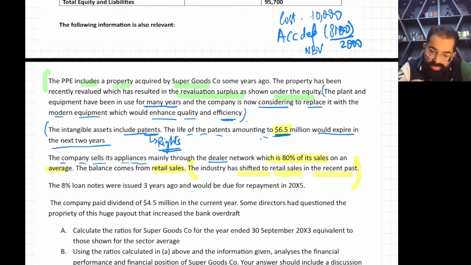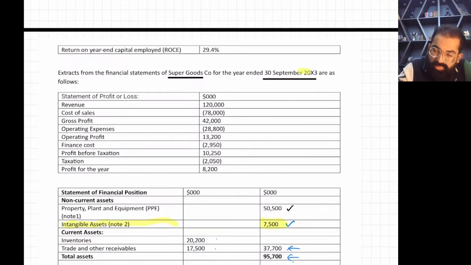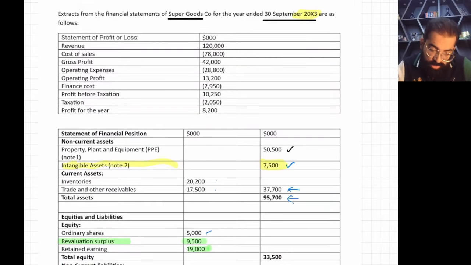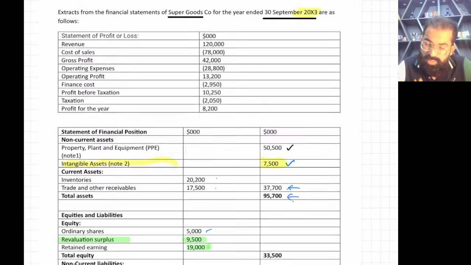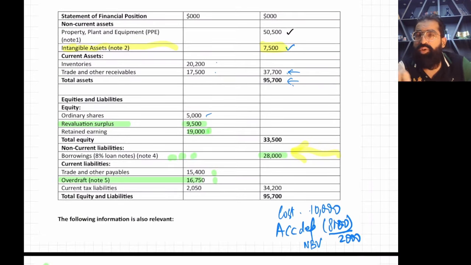Now, the 8% loan notes were issued 3 years ago and would be due for repayment in 2005. Important point, 2000x5. So right now it's 2000x3. So just after 2 years, you have to repay this big loan. You have to repay this 28,000. See this 28,000 loan you have to pay. And for your information, see the SOFP. There is no positive cash. You are in overdraft. You don't have cash. So how are you going to repay it?